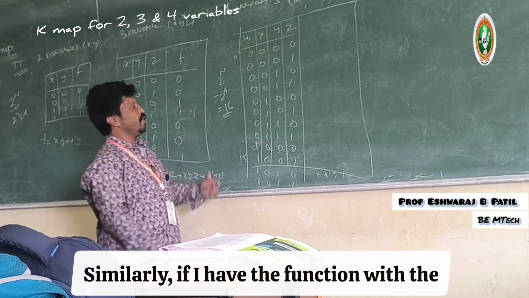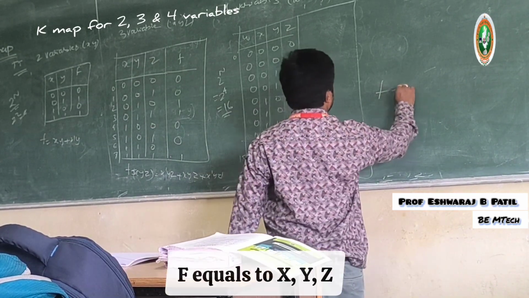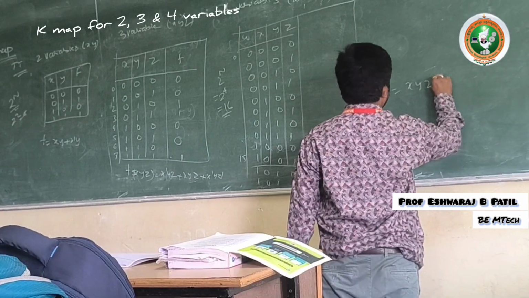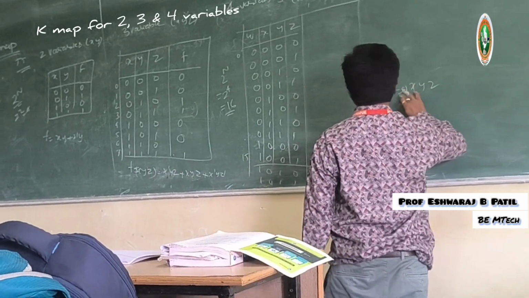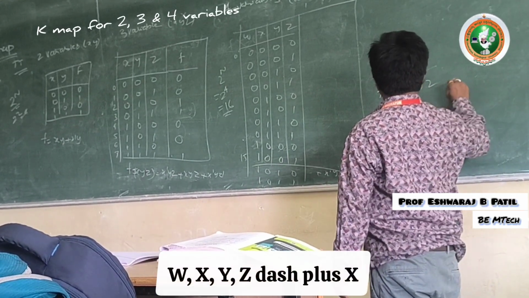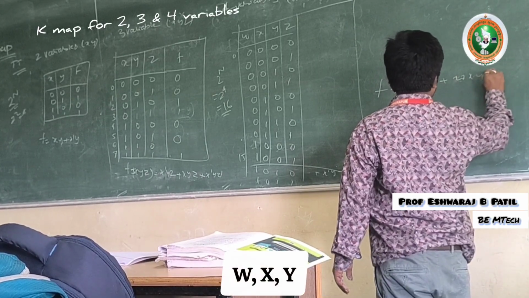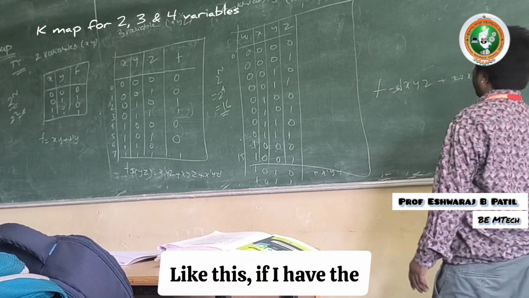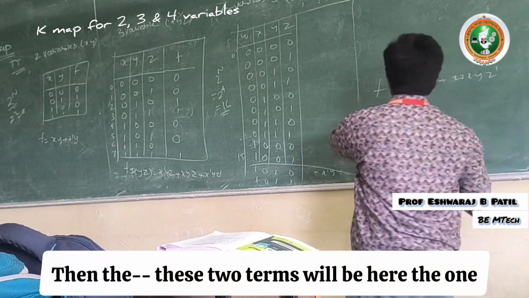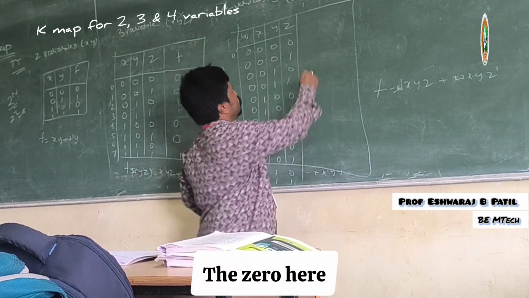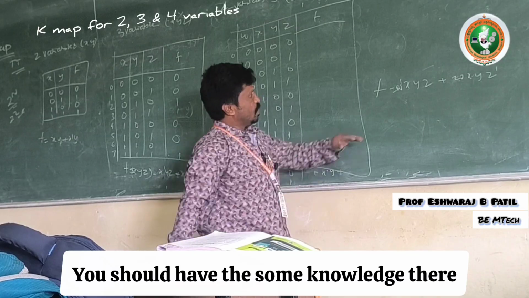Similarly, if I have the function f equals x y z, x y z, w x y z dash plus x w x y z dash, like this. If I have these, then these 2 terms should be 1 here. The remaining terms should be 0 here. You should have some knowledge there.